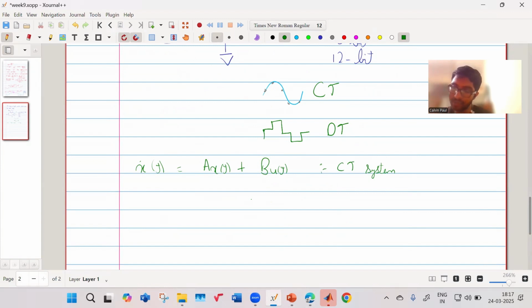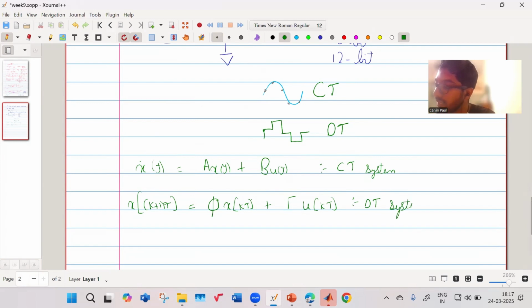What Sir has derived is, he has found out the value of x of (k+1)T is equal to some phi into x of kT plus some gamma into u of kT. Okay, this is for the discrete time system, where the input is from a zero order hold.